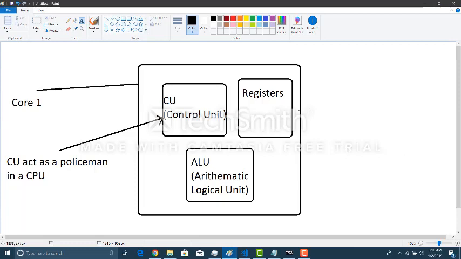There are various types of registers, which we can talk about later. Now you should have the basic idea about the CPU: a single core and the principal units of the CPU. What is the CU, what are registers, what is the ALU, the arithmetic and logical unit, and what is done there. I think you got some relevant idea about the basic structure of the CPU.